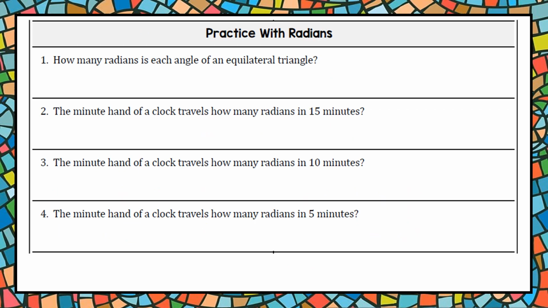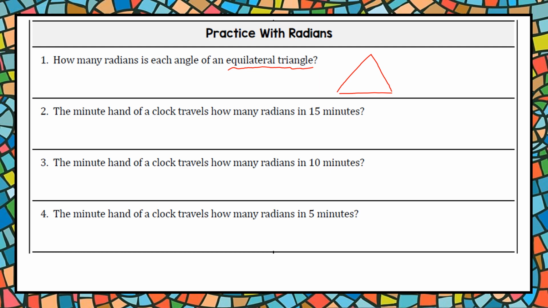So a little bit more practice here, thinking about radians in some different contexts. First question here: how many radians is each angle of an equilateral triangle? It might be helpful to review a little bit what an equilateral triangle is. If you remember, an equilateral triangle has equal sides and equal angles.